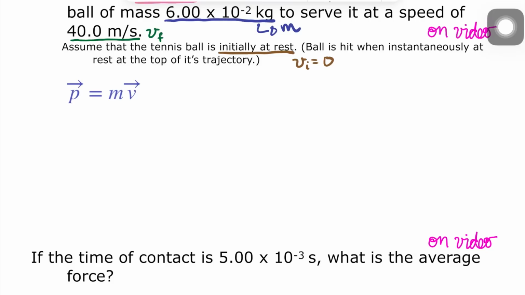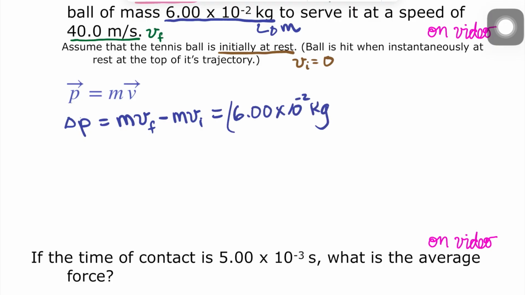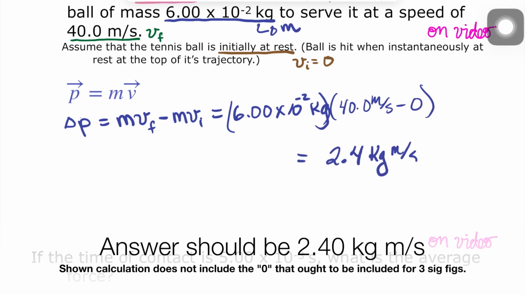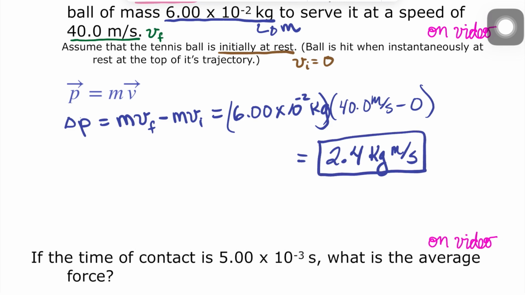I hope you picked this one. It's our definition for momentum. And if we want to calculate the change in momentum, which is the same thing as impulse, I'm going to take the final momentum minus the initial momentum. Substitute in my given values, put it all into my calculator, and there you have it. That's my answer for the impulse.